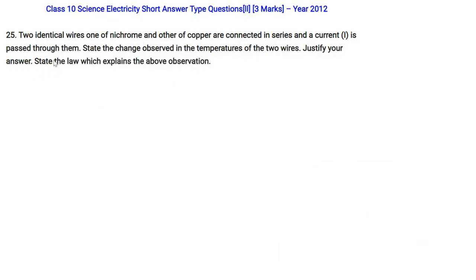Two identical wires, one of nichrome and the other of copper, are connected in series, and a current I passes through them. State the change observed in the temperature of the 2 wires. Justify your answer. State the law which explains the above observation.